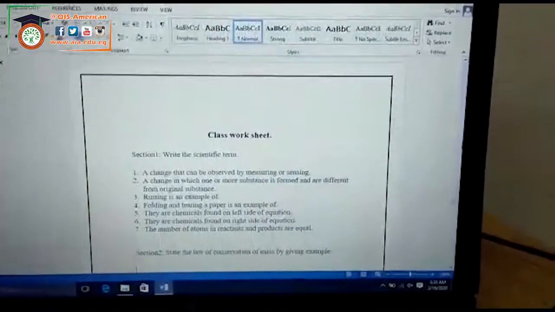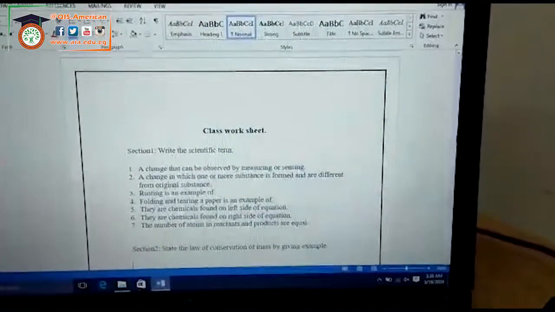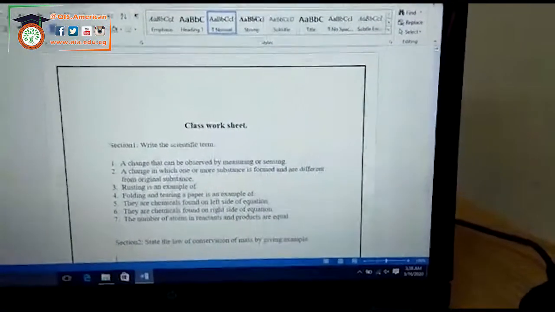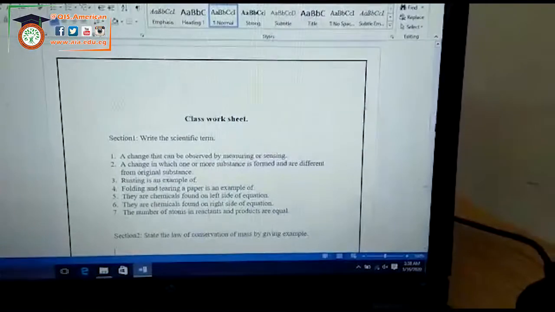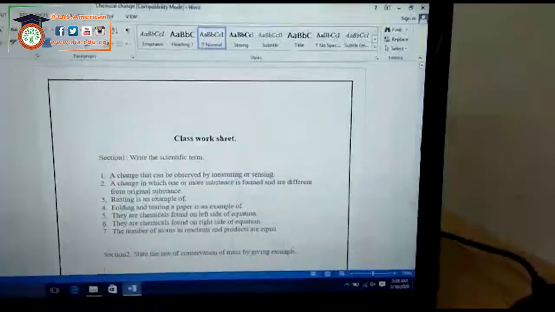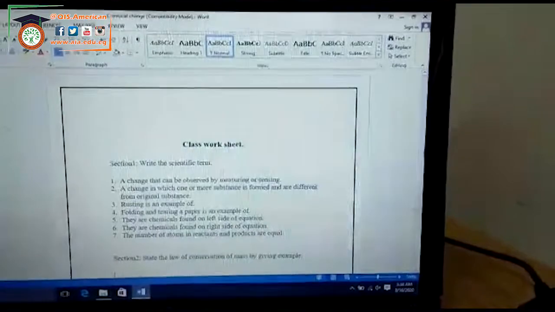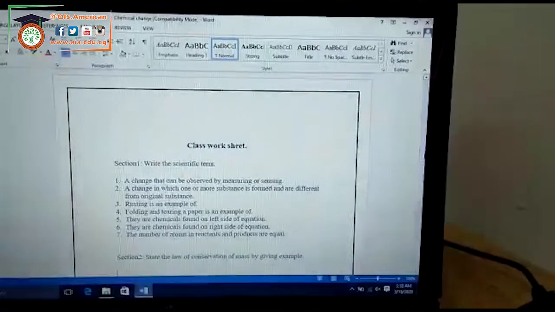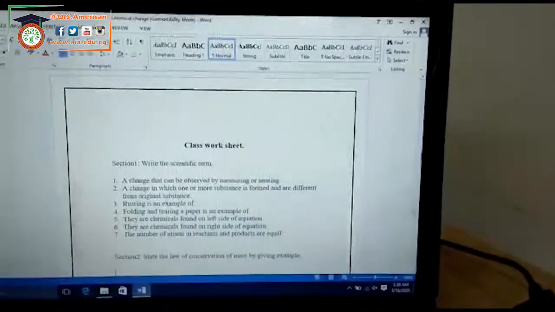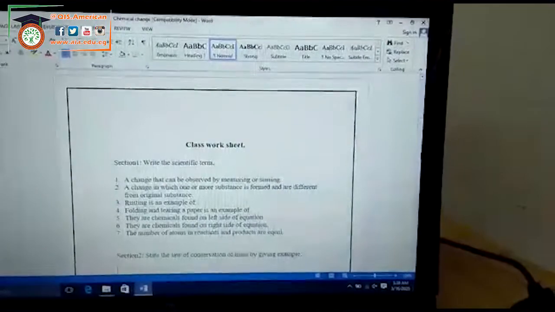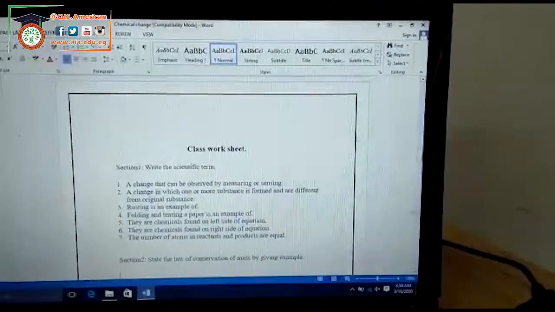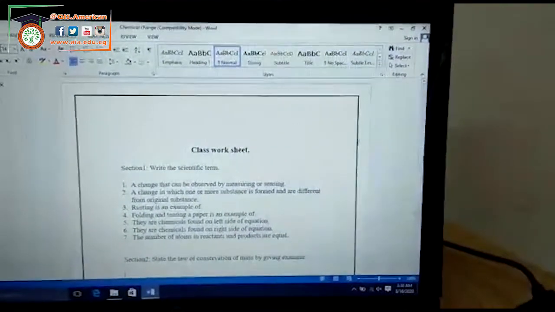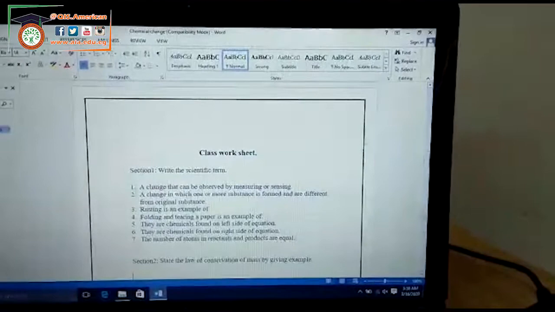Number 5, the chemicals found on the left side of the equation. Remember that when we have an equation, it has two sides. Suppose that we have H2 plus O. It will give us H2O. So H2 and O are on the left side of the equation. They are called reactants. So number 5, the chemicals which are found on the left side of the equation are reactants. Number 6, the chemicals found on the right side of the equation. So here the H2O will be the products. So number 6 is products.